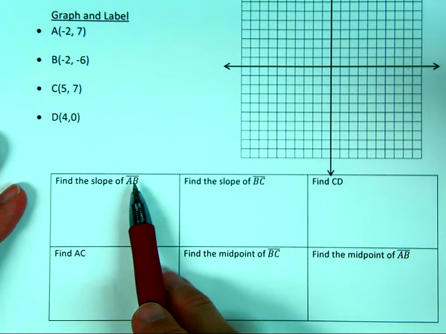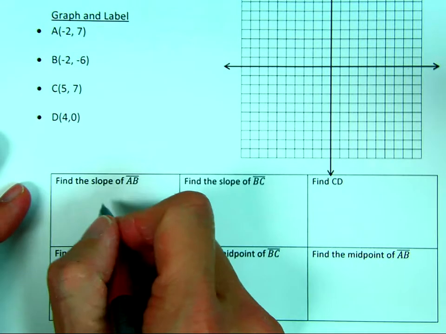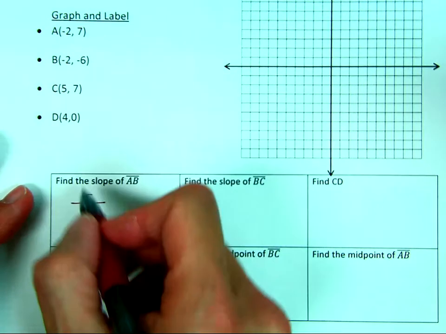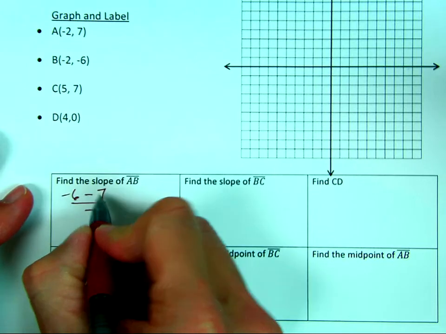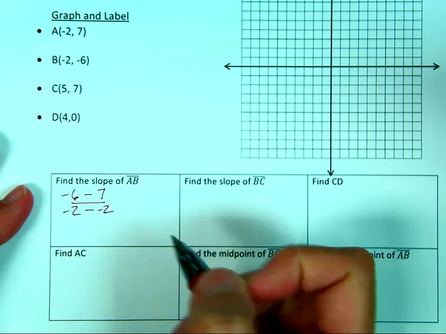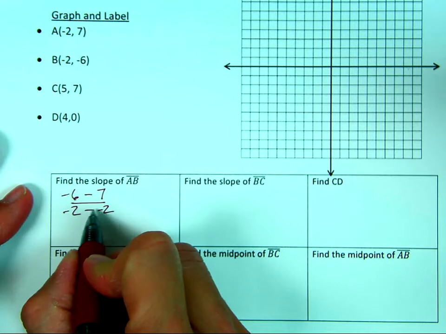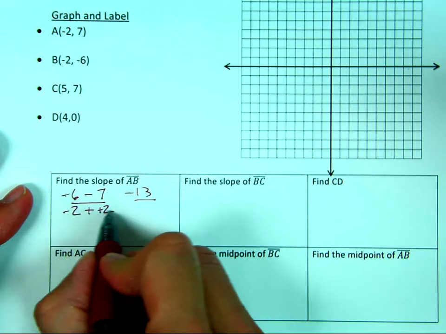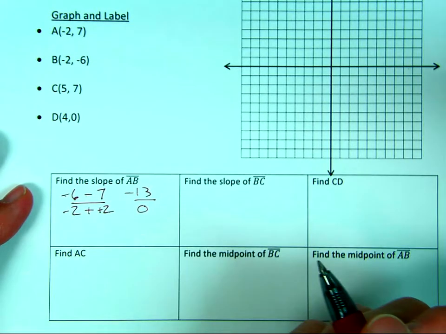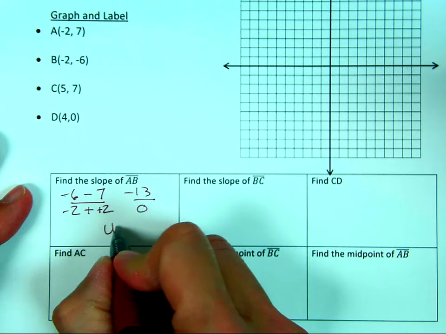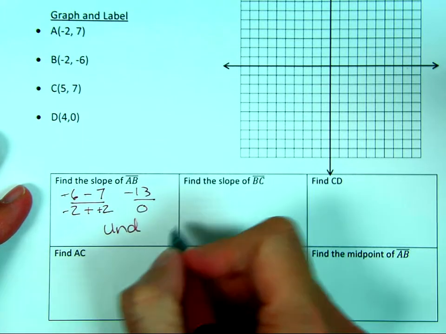So if I wanted to find the slope of AB, I take A and B, and I take negative 6 minus 7 over negative 2 minus negative 2. Well, subtracting a negative is always the same as adding a positive, so I change that. Negative 6 minus 7 is negative 13. Negative 2 plus 2 is 0. Oops, you cannot divide by 0. So what happens when you divide by 0? You get an undefined slope, or a vertical line.